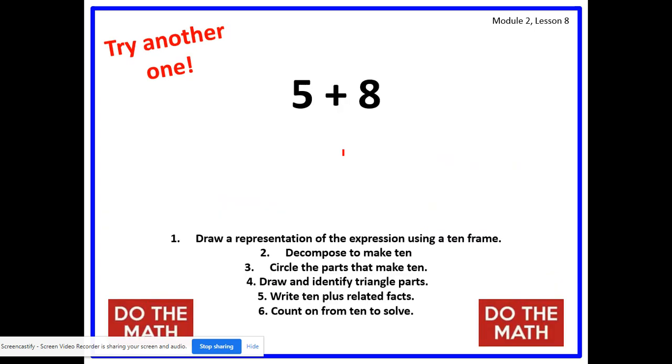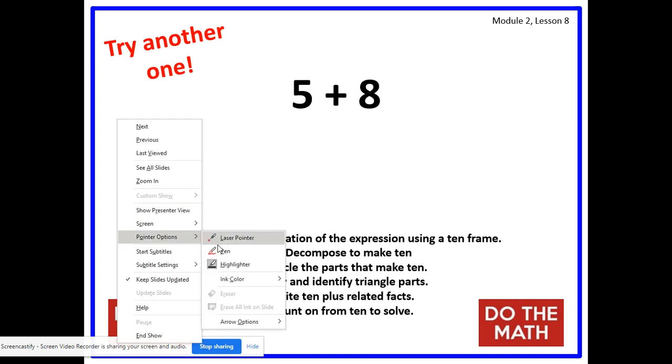Let's try another one. Go ahead and write 5 plus 8. Press play when you're ready. You should have 5 plus 8. First step, we're going to draw a representation using a 10 frame. So let me go ahead and change the ink color again.